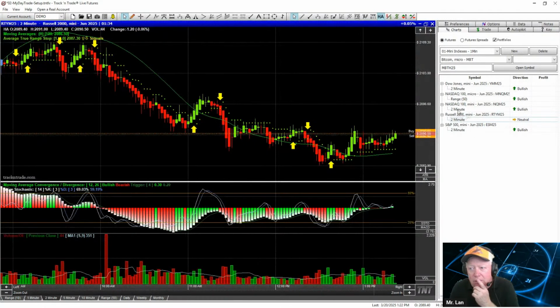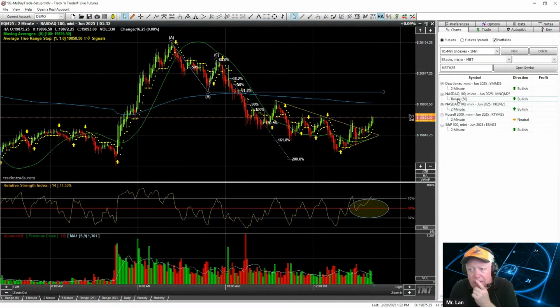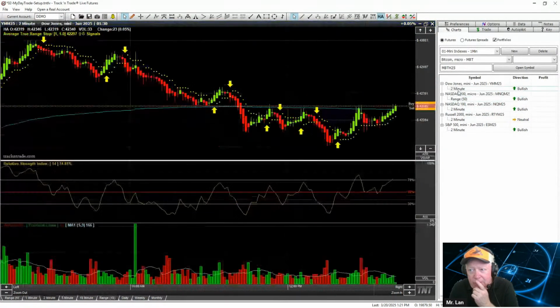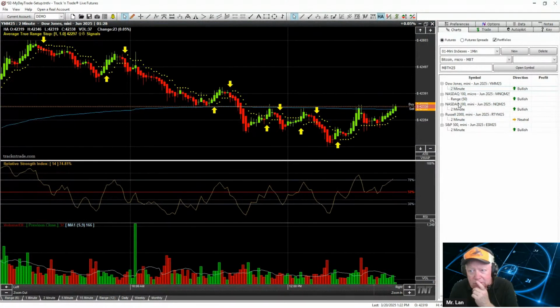Russell. NASDAQ. Range 50. Dow Jones. I want to see just a little red bars in here. I want a couple of them.